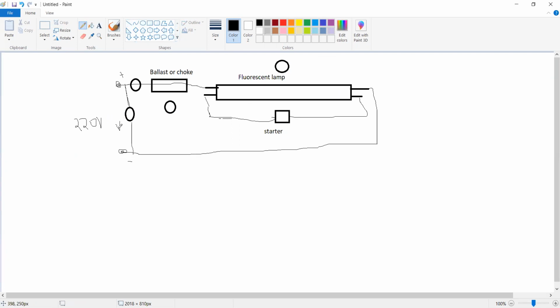This is a voltmeter. This is an ammeter to measure the current. This is a voltmeter. This is again a voltmeter to measure the voltage across the fluorescent lamp.